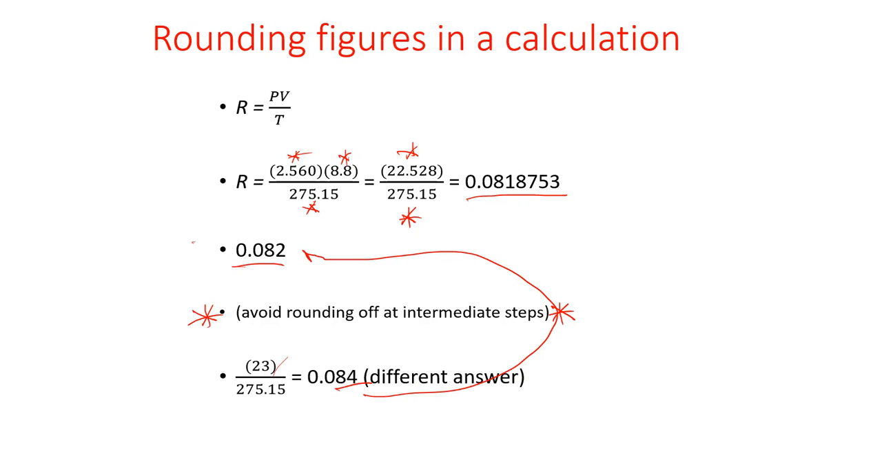0.084 is not equal to 0.082. You can see they are different. When I did not round off, I get 0.082. When I round off before the end, I get 0.084, which is a different answer. So when rounding off your answers, make sure that you round the final answer. Don't round before the final answer. If you have to round before the final answer out of convenience, try to keep as many significant figures as possible so that you do not affect your final answer.